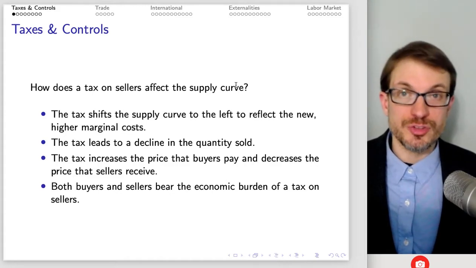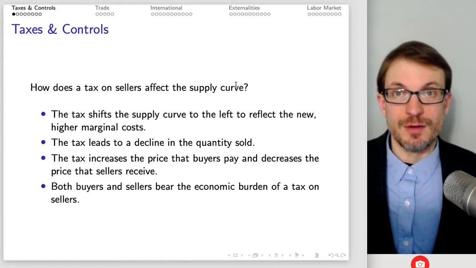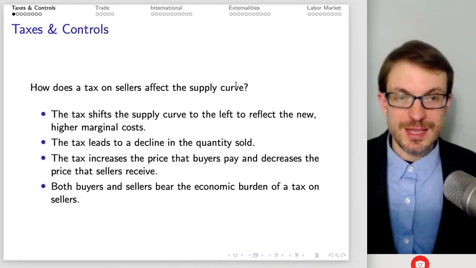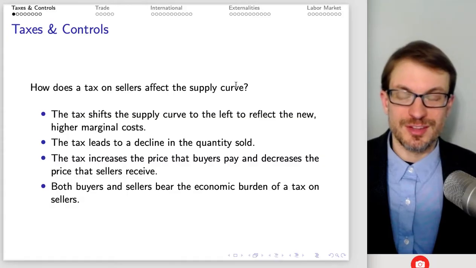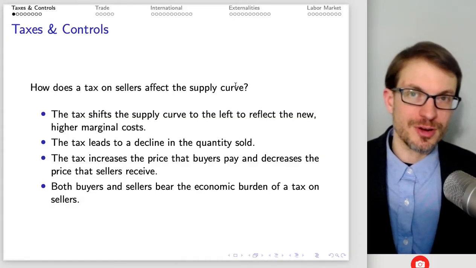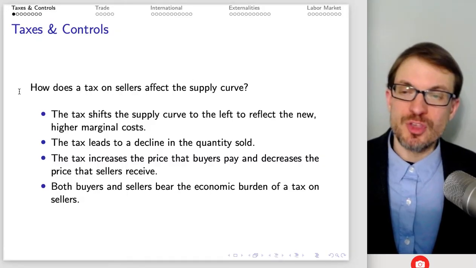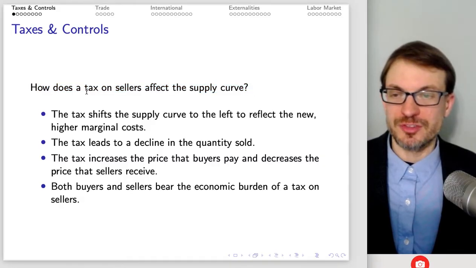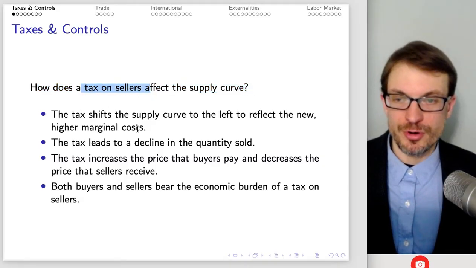For this, we need to know something about the relative steepness of the two curves, right? The more inelastic the curve, the less likely it is that those individuals or firms are going to be able to avoid the tax, and so they're going to bear a larger economic burden. This question here is asking about the statutory burden of the tax. This would be a tax on sellers. The statutory burden would be on sellers.